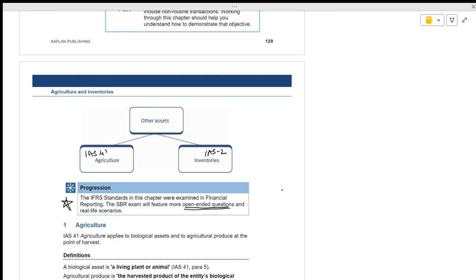Now, IAS 41 agriculture applies to biological assets. When we say biological assets, it implies trees and cultivated plants. It implies animals also, such as sheep, cattle, and all such things.